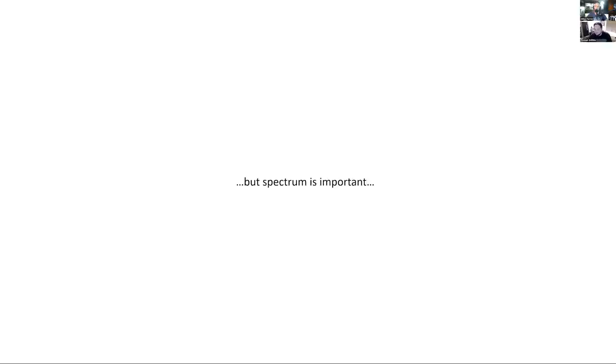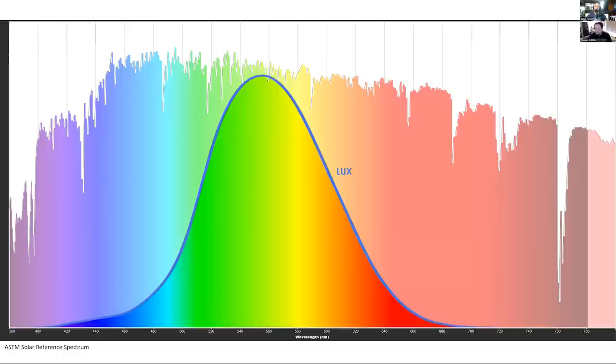But spectrum is really important because lux reacts like this, with a peak, a bell curve, and a peak at around 550 nanometers. So you can see that it's actually not very reactive to blue light, and not very reactive to red light. If you use a lux meter, a little device to measure lux, you would need a heck of a lot more red light to get the same reading of lux. Which makes sense, because for our eyes, you can't make something that bright with red light. And the reason is because our sensitivity is in the green light. Yes, correct.